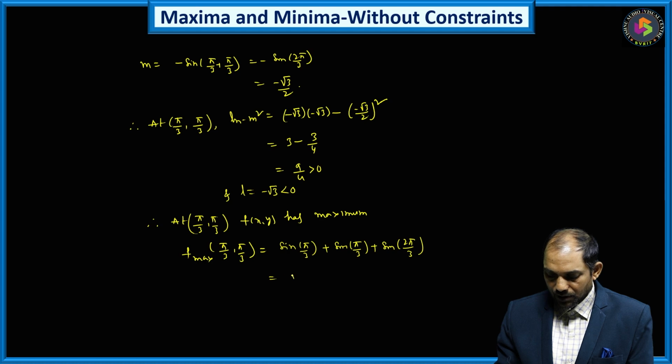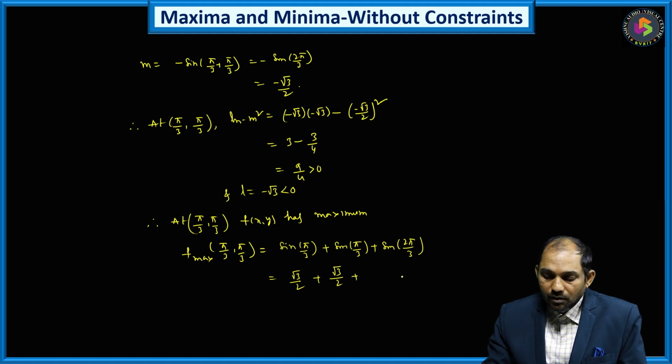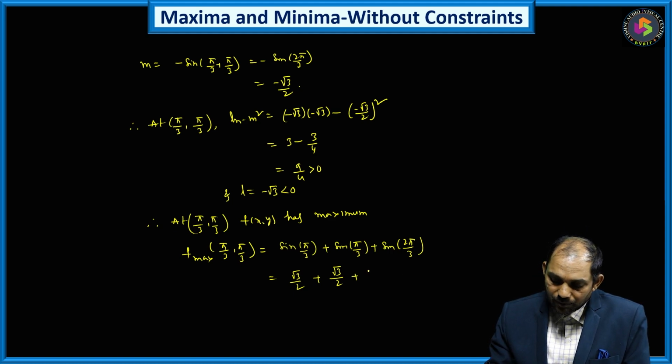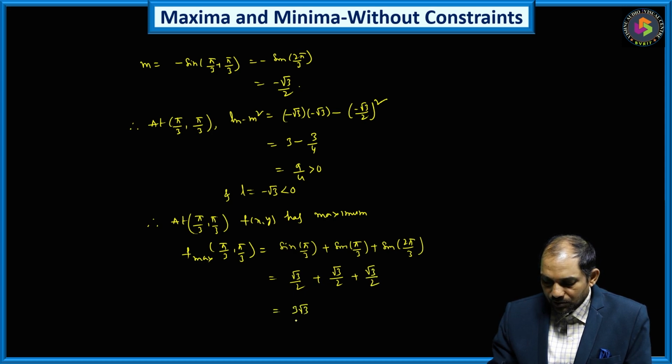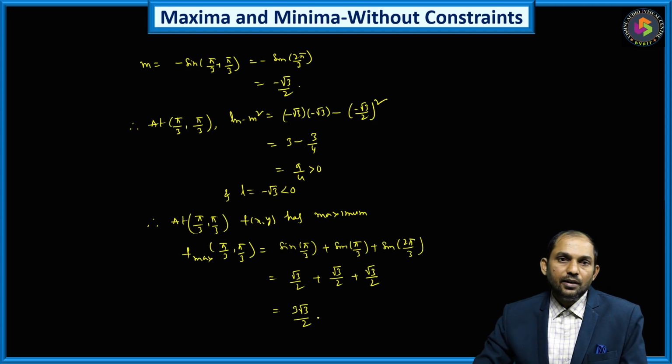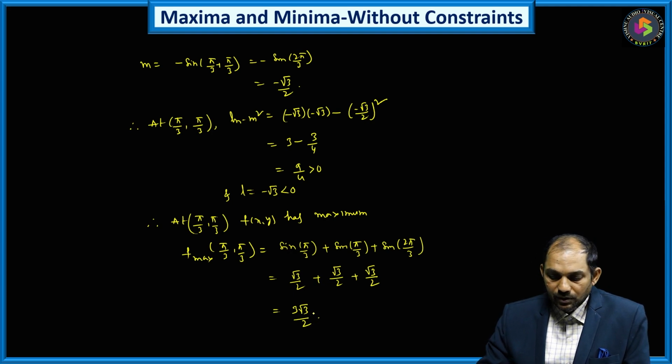So sin pi by 3 is root 3 by 2, plus sin pi by 3 is given by root 3 by 2. Sin 2 pi by 3, again with the same argument, it is sin pi by 3 and it is also given by root 3 by 2. Then simplification will give you 3 times root 3 by 2. This is the f max value at pi by 3 comma pi by 3. Similarly, we have to check the sign of ln minus n square at another stationary point.